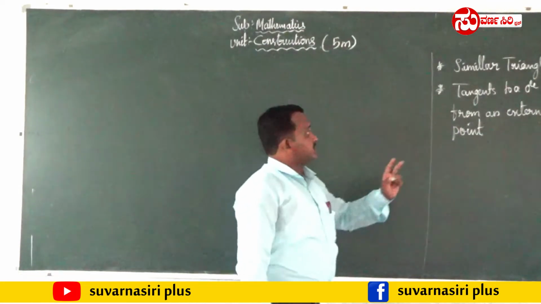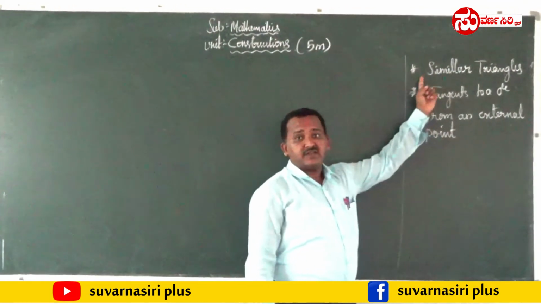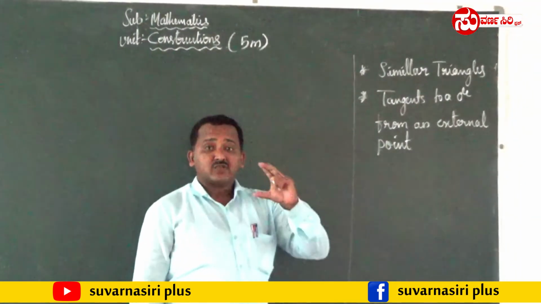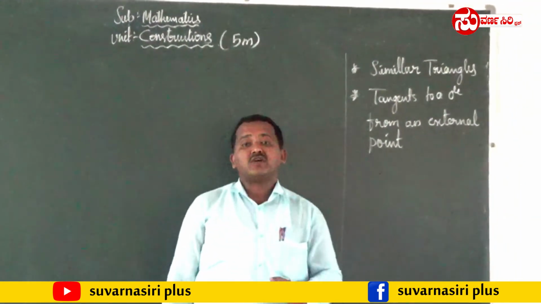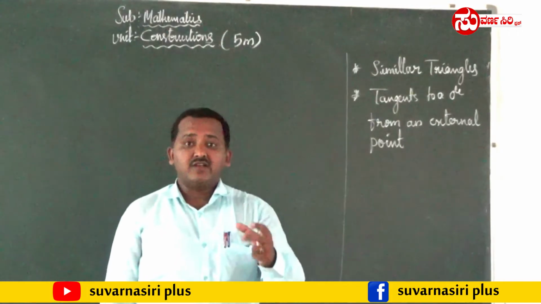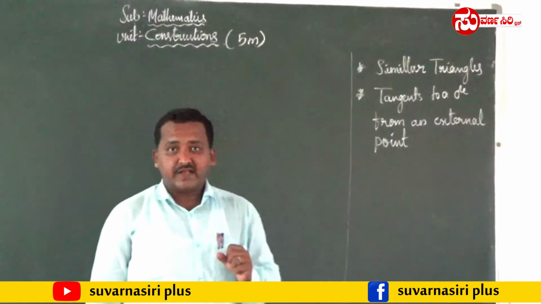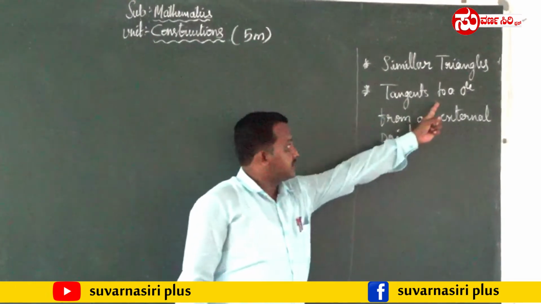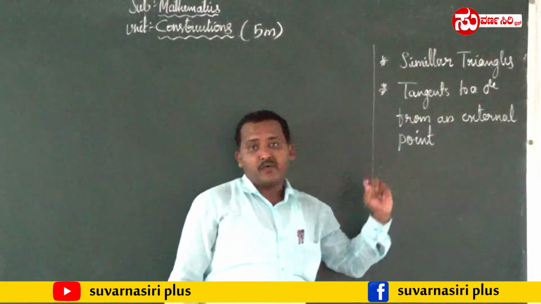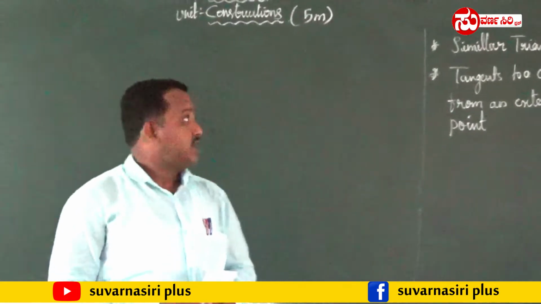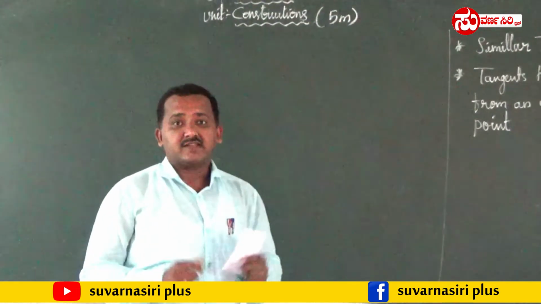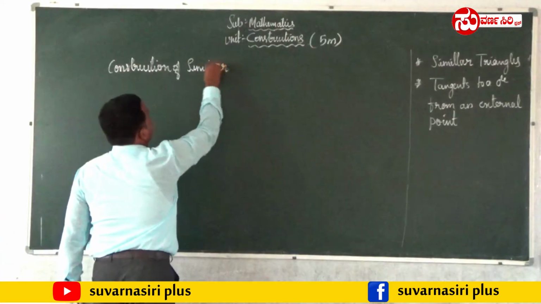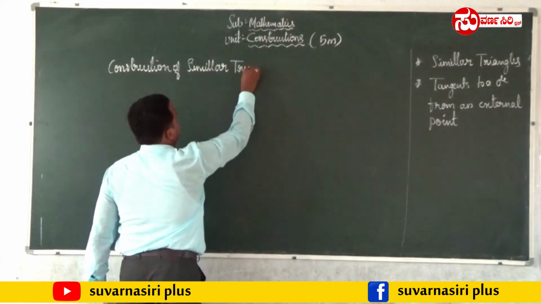The main 2 components of these constructions are, first, construction of a similar triangle. A triangle will be given, so we have to construct one more triangle which is similar to the before triangle. Then one more is construction of a tangent to a circle from an external point. First we shall look at the construction of similar triangles.